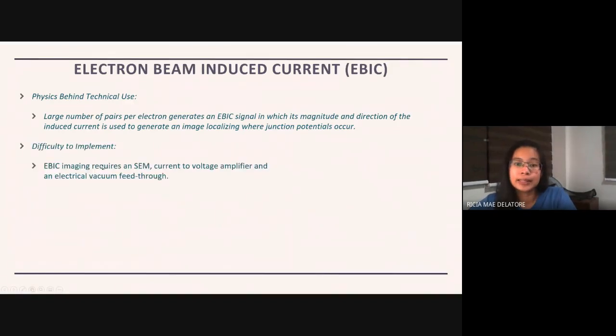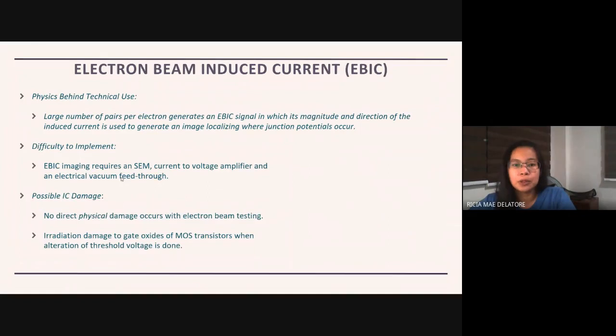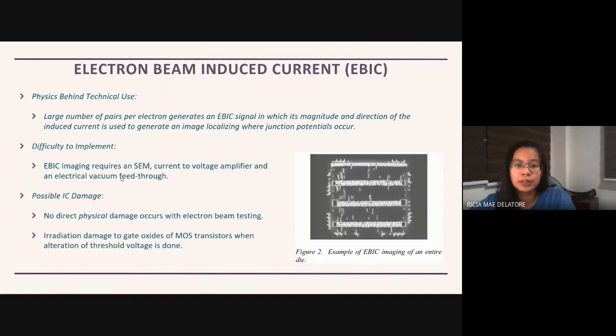EBIC imaging requires an SEM, a current to voltage amplifier, and an electron vacuum feedthrough. Possible damage that can occur using this technique is that physically there is none, but irradiation damage occurs to the gate oxide of MOS transistors when alteration of threshold voltage is done. The figure beside is an example of EBIC imaging of an entire die.